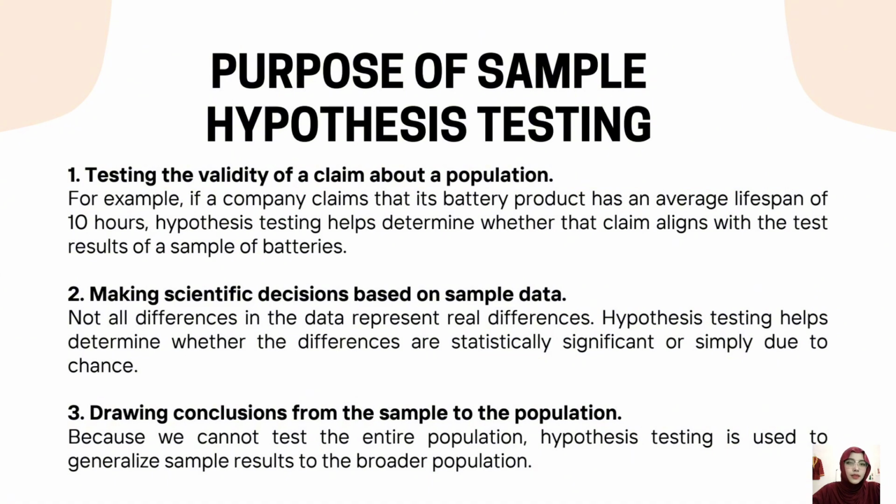Number 2. Making scientific decisions based on sample data. Not all differences in the data represent real differences. Hypothesis testing helps determine whether the differences are statistically significant or simply due to chance. Number 3. Drawing conclusions from the sample to the population. Because we cannot test the entire population, hypothesis testing is used to generalize sample results to the broader population.